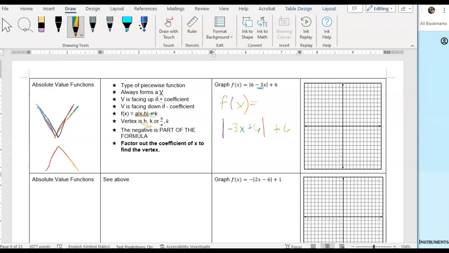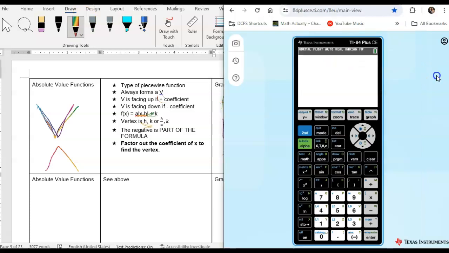All right, now thinking then about the vertex here, this means that we have a vertex of h over a, so this would be 6 over -3. Remember that this is really a -6, so -6 over -3, which is 2, 6. Let's take a look at what this looks like if we graph it.